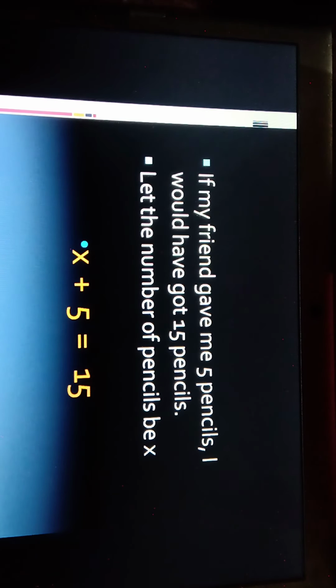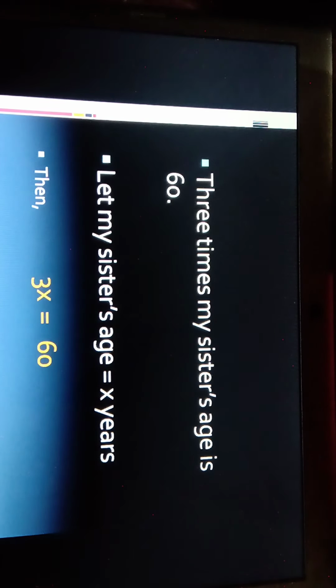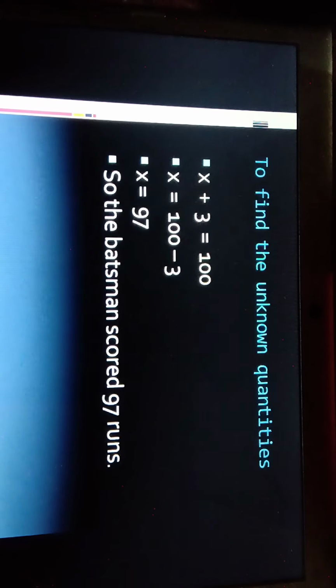Another example, if my friend gave me 5 pencils, I would have got 15 pencils. Let the original number of pencils be x. 5 pencils more means x plus 5 and it will be equal to total 15 pencils. Similarly, 3 times my sister's age is 60. Here the unknown quantity is my sister's age. Let it be x years. Then 3 times x will be equal to 60.